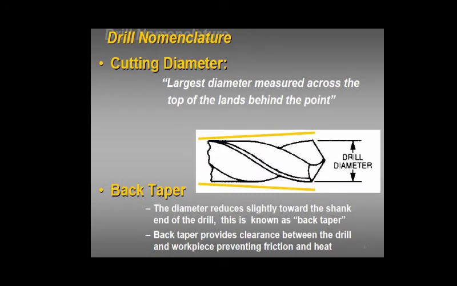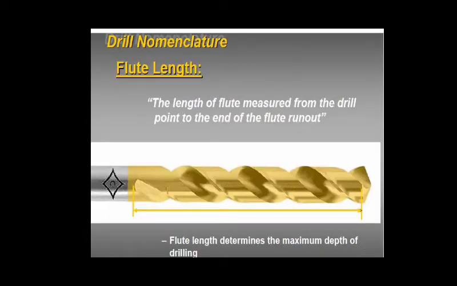Cutting diameter: the largest diameter measured across the top of the lands behind the point is called the cutting diameter. Back taper: the diameter reduces slightly towards the shank end of the drill. This is known as back taper, and back taper provides clearance between the drill and the workpiece, preventing friction and heat. Now next, that is flute length. The length of the flute measured from the drill point to the end of the flute runout. Flute length determines the maximum depth of drilling.